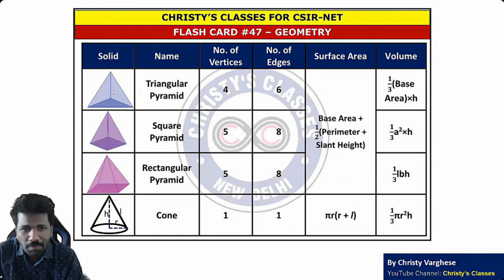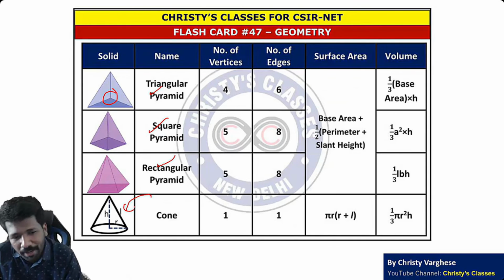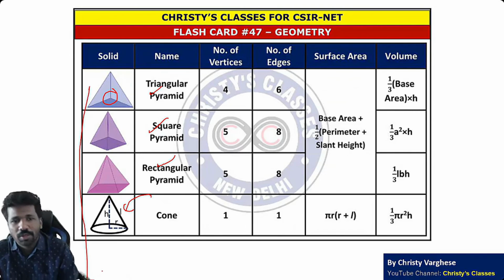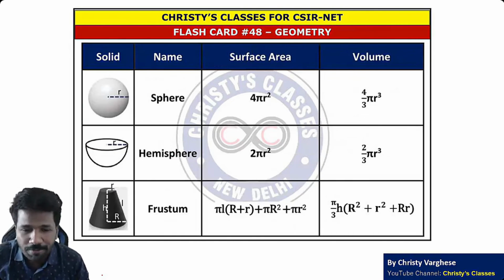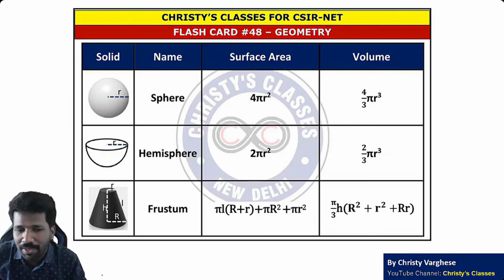Similarly, another type of 3D shape is the pyramid. Triangular pyramid, square pyramid, rectangular pyramid. Cone is not technically a pyramid, but the properties of a cone are similar to a pyramid. So you can understand these 4 together. And sphere, hemisphere, frustum related questions also can be asked.